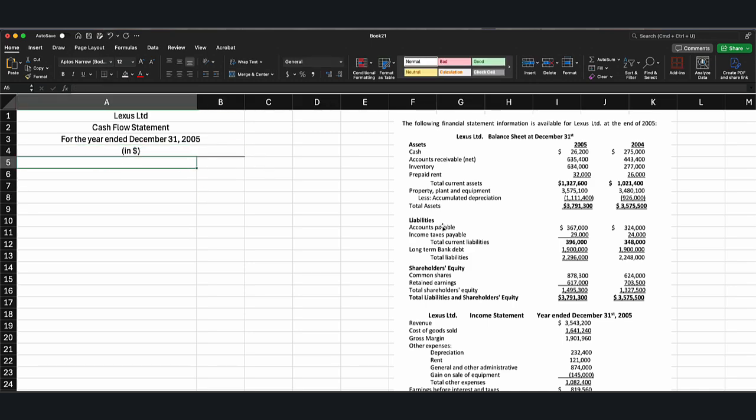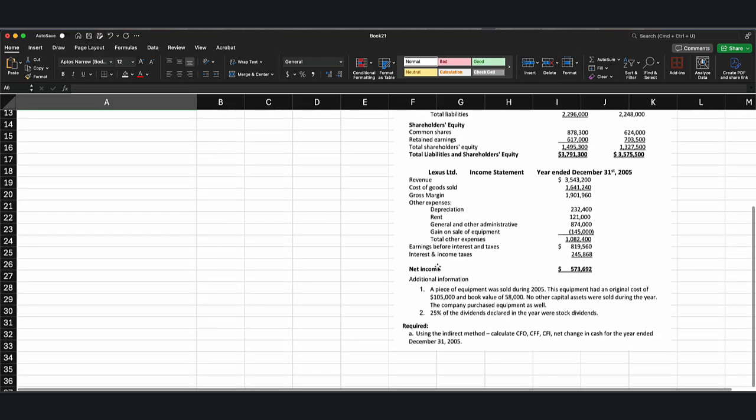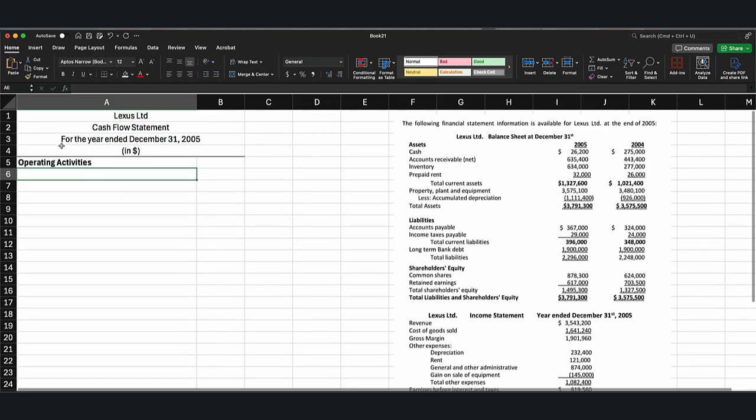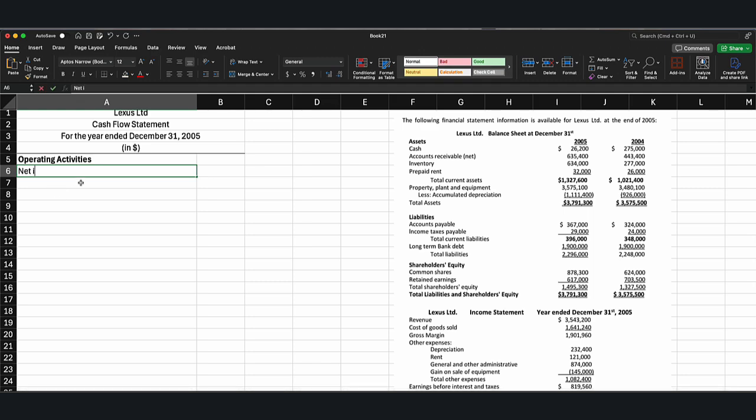So a lot of this is done from memory, right? So you should know that your operating activities comes first. And the first line of operating activities is the net income. So we check our income statement. You've got your net income here, 573,692. So net income, 573,692.